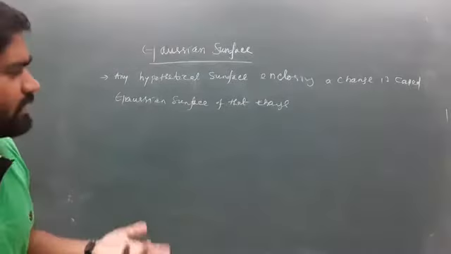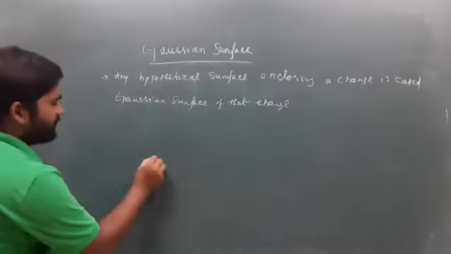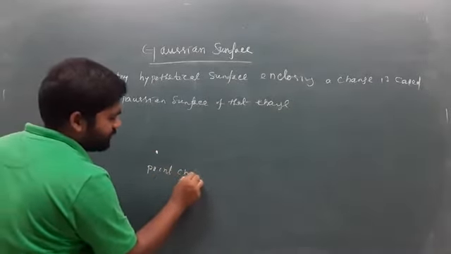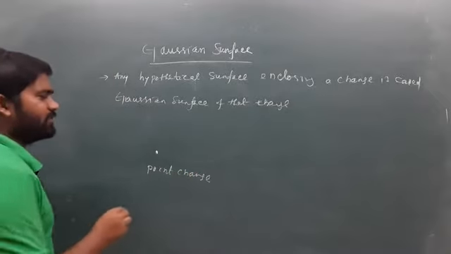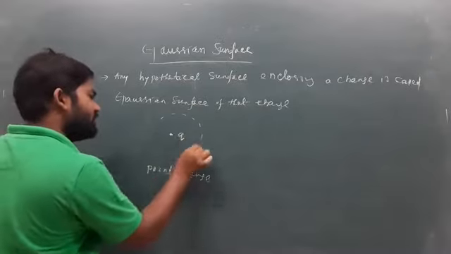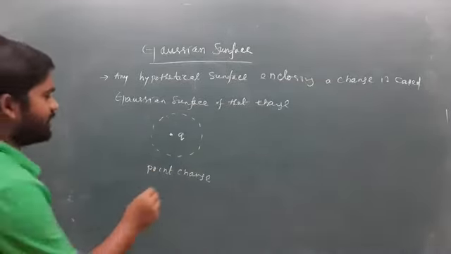Okay, so what type of Gaussian surface does the charge's region take? If I consider a point charge, then for a point charge the Gaussian surface is a spherical surface.